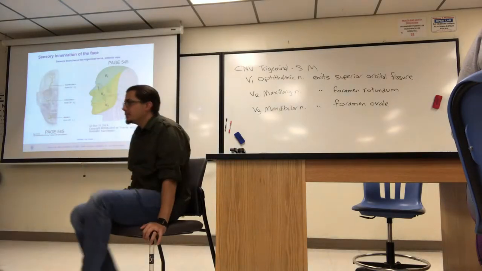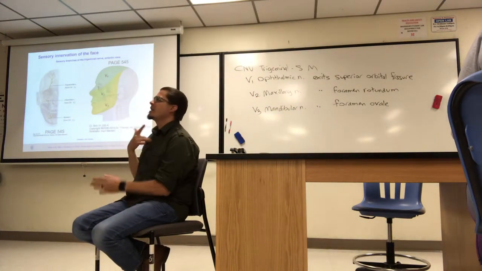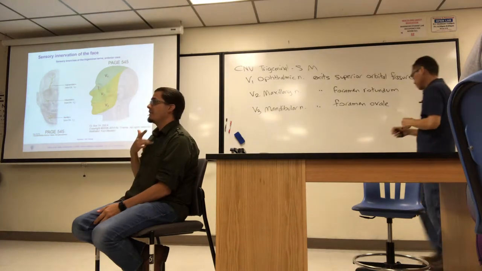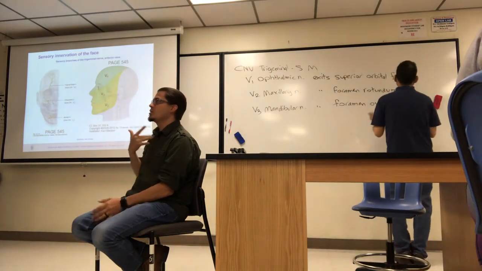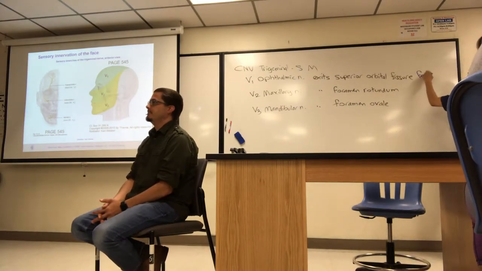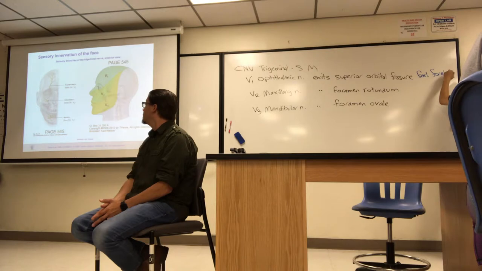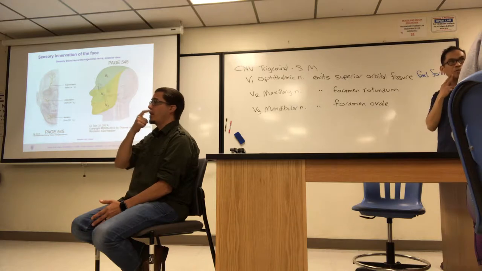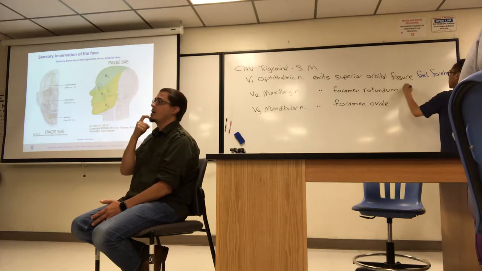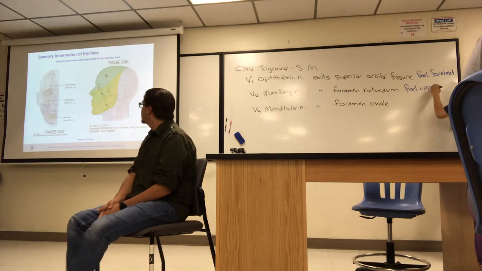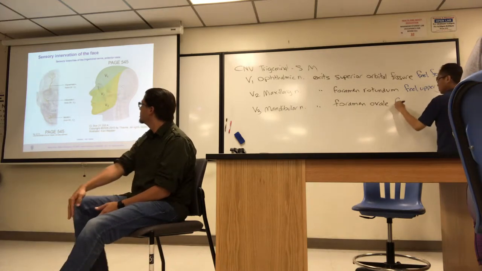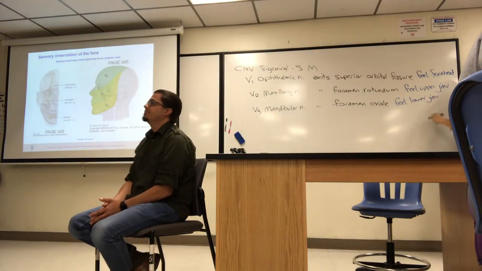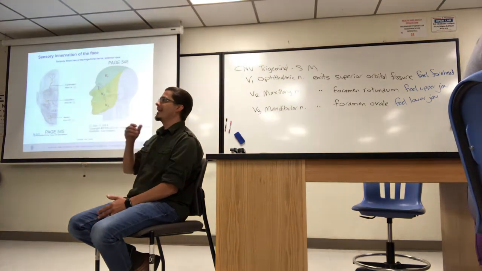There's a picture showing you the sensory function, and it's color-coded to allow you to see the region. So it looks like V1 helps you feel your forehead, basically. It's a sensory function. V2 helps you feel your upper jaw, and V3 helps you feel your lower jaw, of the skin of your face, basically.